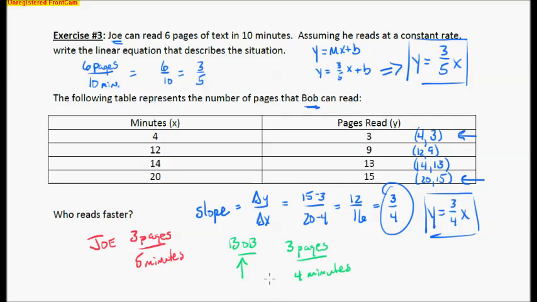Okay, so there's another application of where you can use your rate or your constant rate, similar to a slope, and then you can see which one's going faster, which one's going slower, etc. All right, so hopefully those went well.